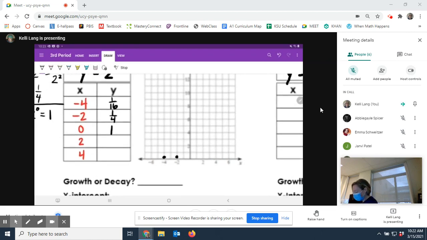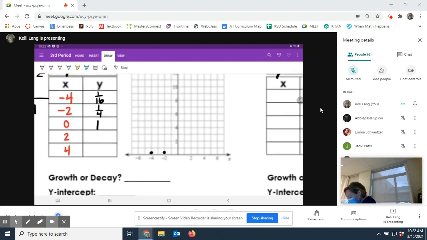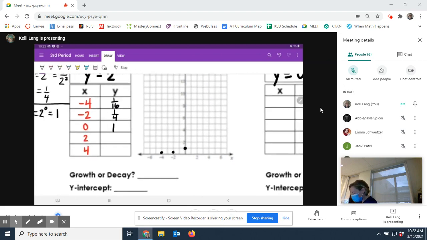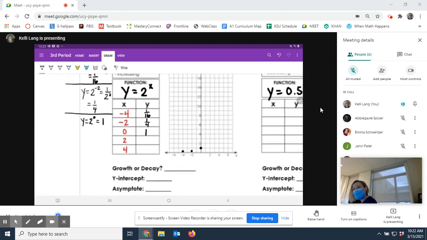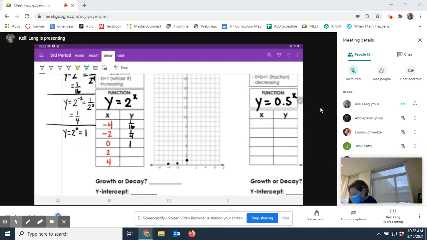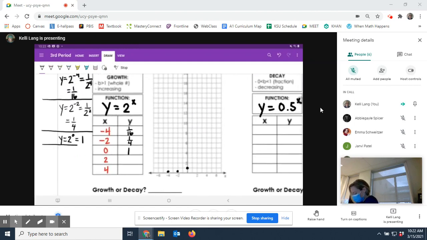So now we have the point 0, comma 1. That one's pretty easy to find on our graph. So that one's a little higher. Let's do the next point. We're going to plug in 2. So we get y equals 2 squared, which simplifies to 4. And that'll be this point right here, 2, comma 4.